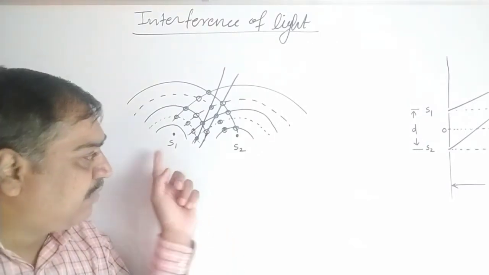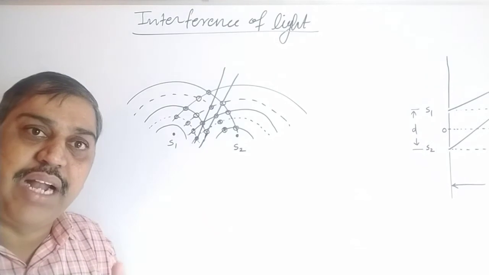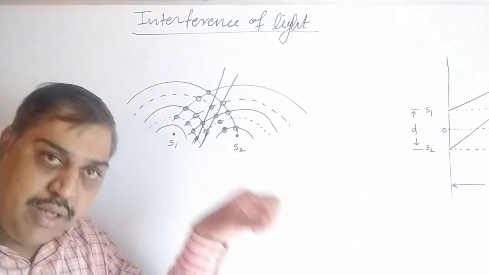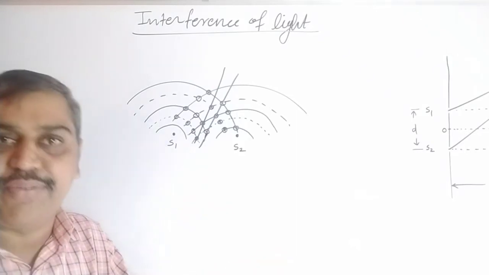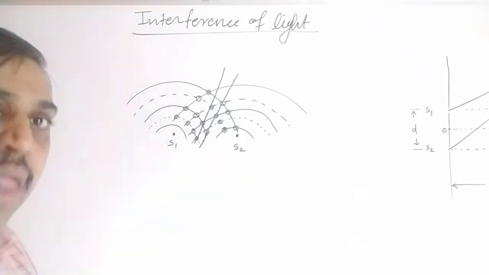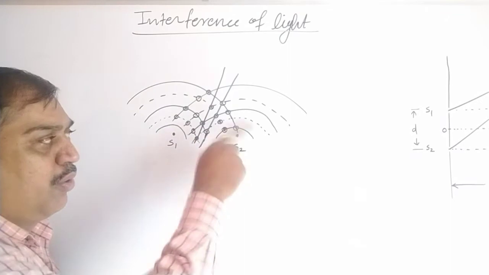This is source S1, this is source S2. Sources of light, I am saying. In your book they assume that there are 2 points S1 and S2 where we can drop stones. When we drop a stone on the water surface, what will occur? It will produce waves, and those waves they have shown here. So S1 and S2 are the 2 points where we have dropped 2 stones at the same time. What will occur? They will produce their own waves.